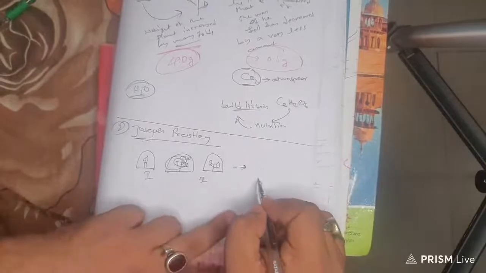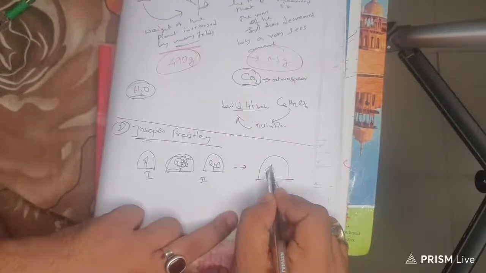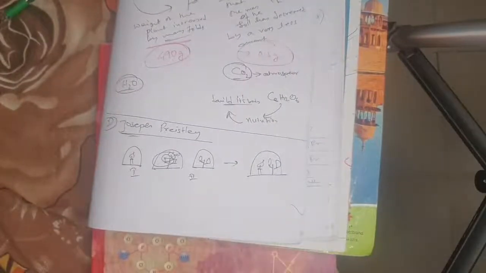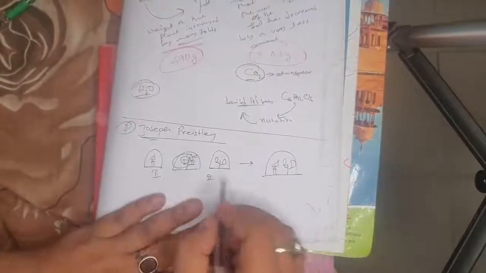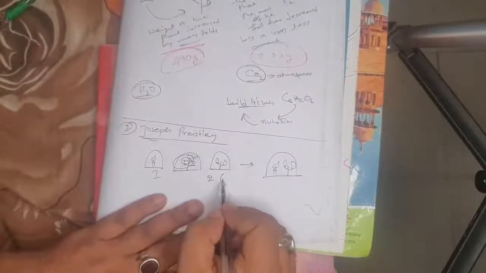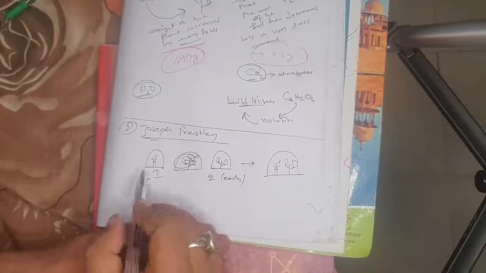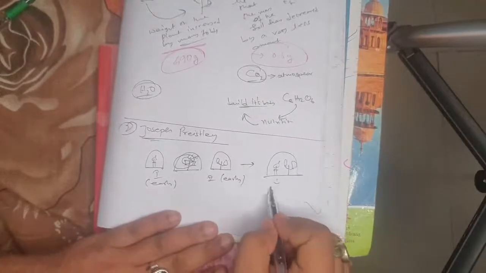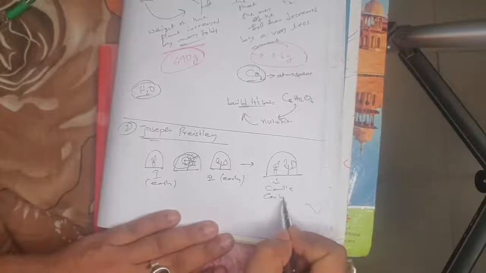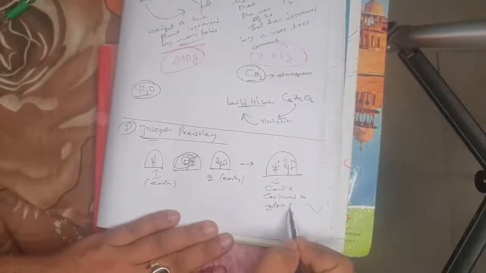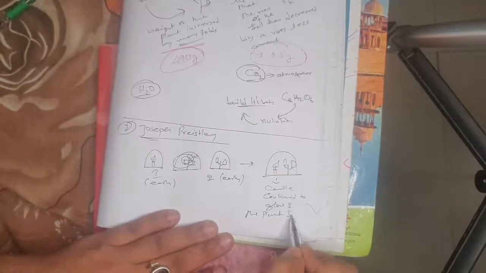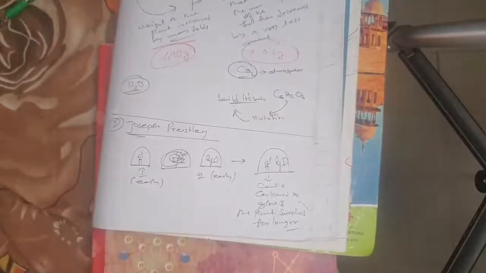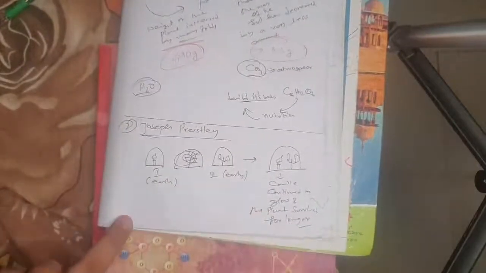Again, in the third setup, he put the candle and the sapling or the plant in the same bell jar. Now in this situation, he saw that the plant died very early, and the candle also got extinguished early. But here the candle continued to glow and the plant survived for a longer period of time.